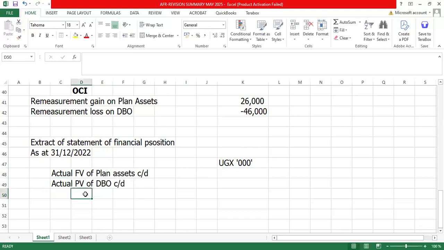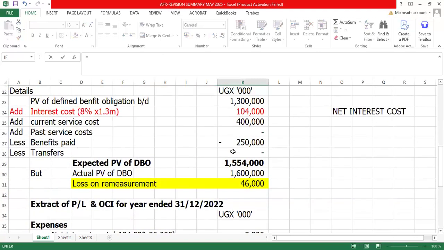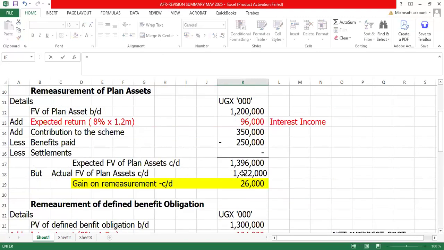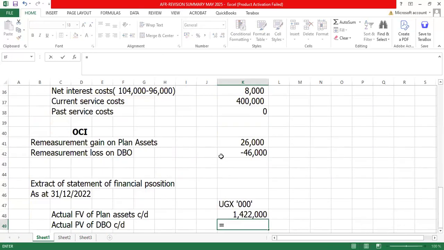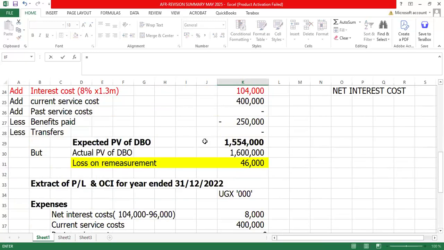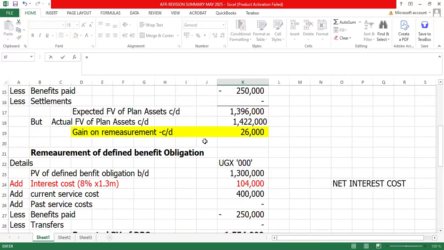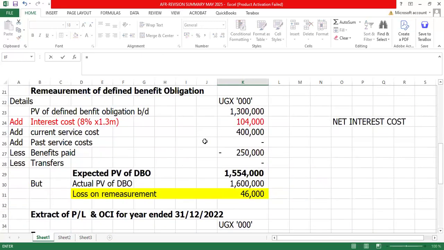Now, in real practice, we don't do this. You just capture the net. But here, since this is an extract, you can show. What was our actual fair value of plan asset? This is the fair value. Then what is the present value of the liability? The actual.